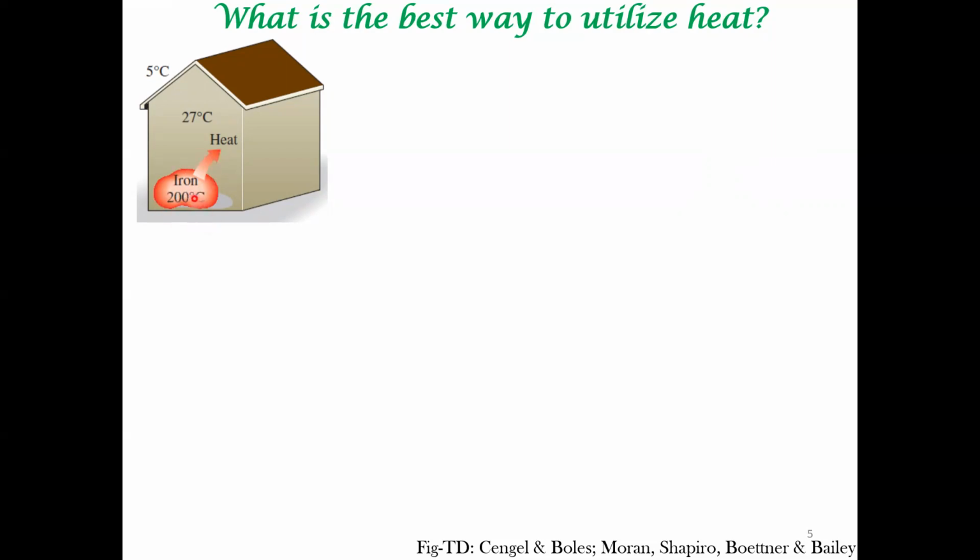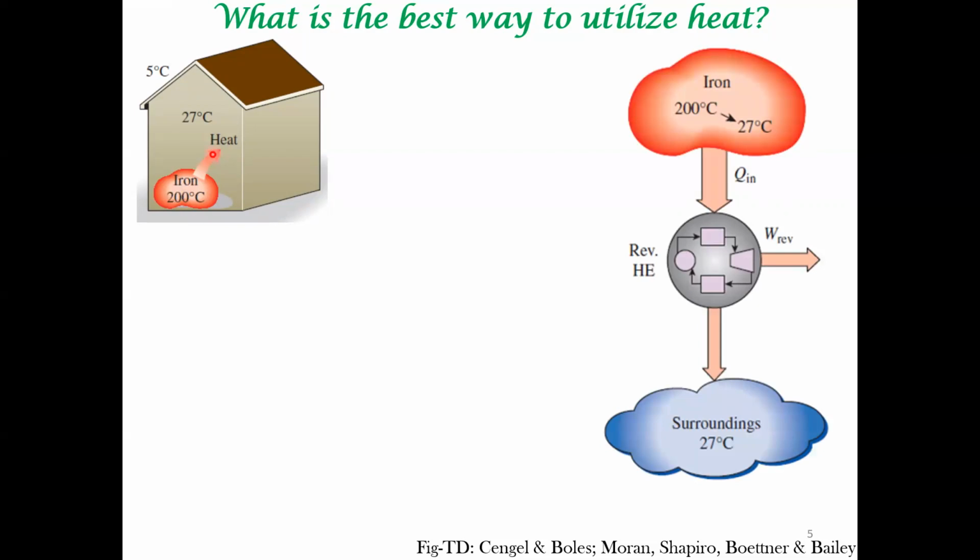Supposing instead of directly transferring this heat, you draw a heat engine. Supposing in this case, the heat engine was run by utilizing the heat that is transferred from, let's say, 200 degrees centigrade to 27 degrees centigrade. Between these two thermal reservoirs, you ran a heat engine, and that provides a way of obtaining work. So what does this indicate?